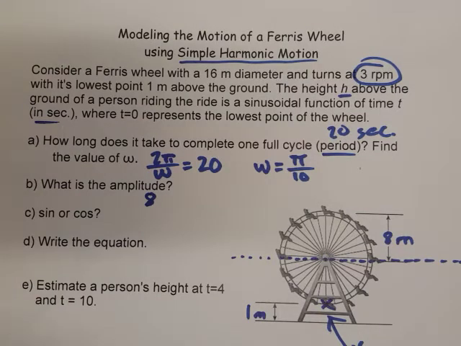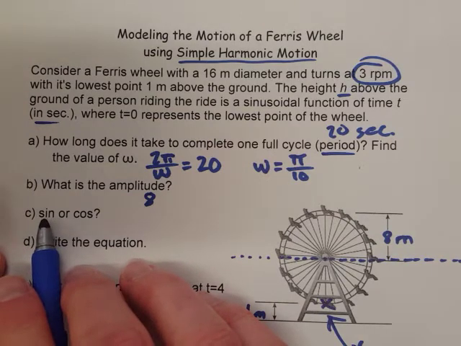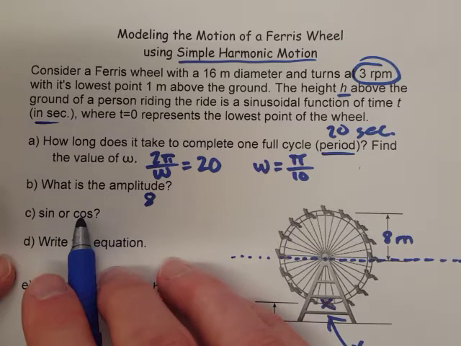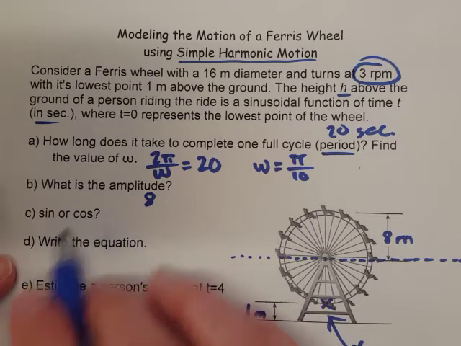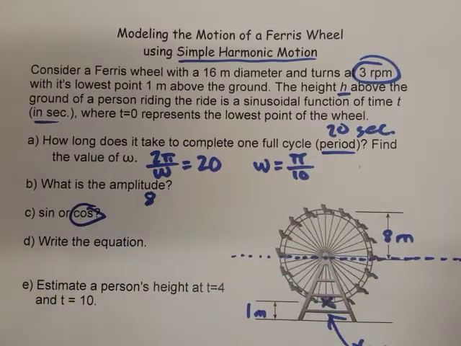Next, is it sine or cosine? Now remember the difference between the two. Sine is where we start in the middle, usually 0, 0. Cosine is where we start above or below the middle. So in this case, we're starting down here. That's going to make this a cosine graph.